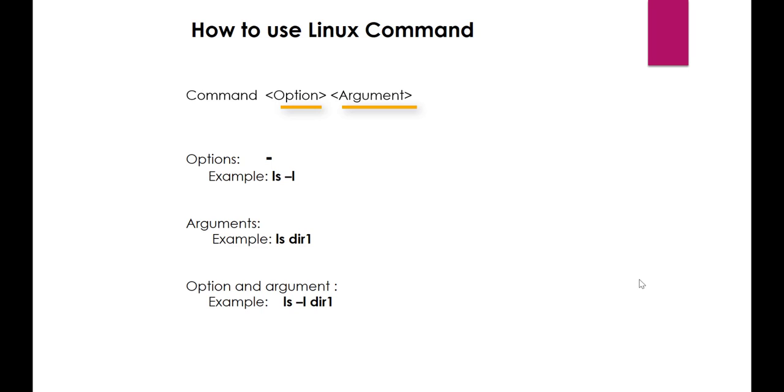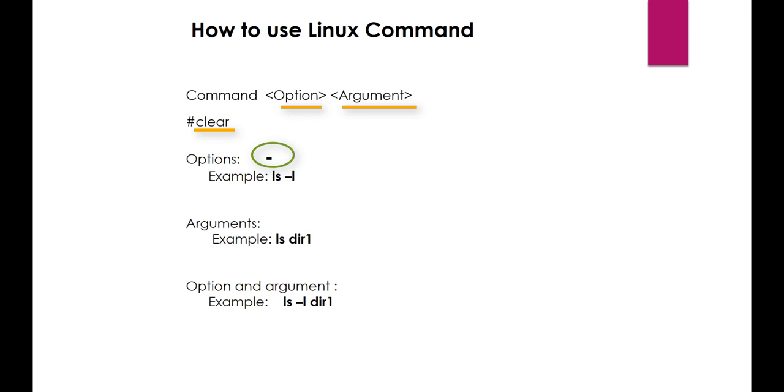For example, the clear command is used to clear the screen. This is one of the rare commands which doesn't have any options or arguments. An option can be specified using a hyphen and an argument can be a file name or folder name.